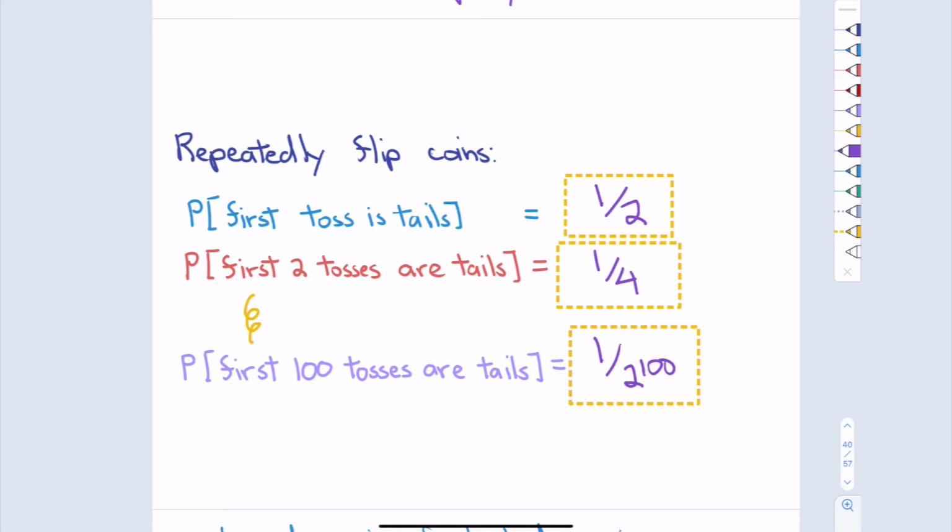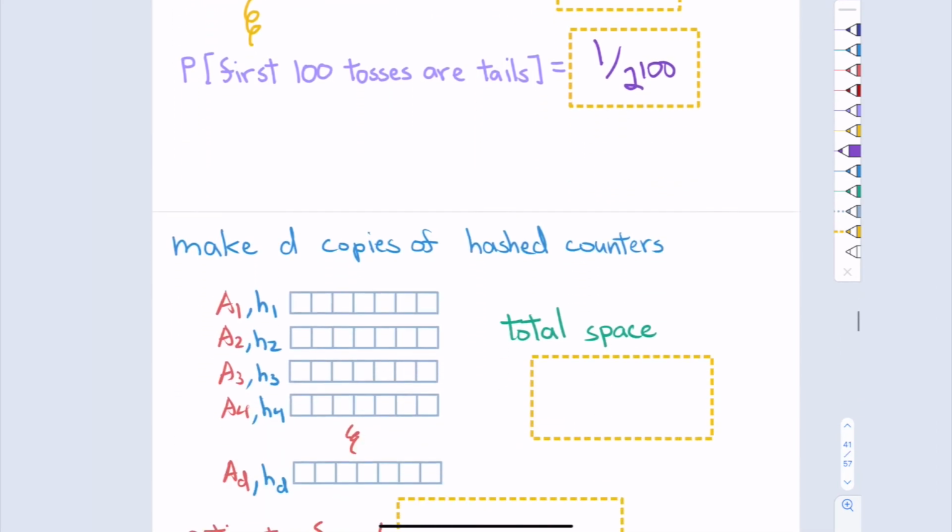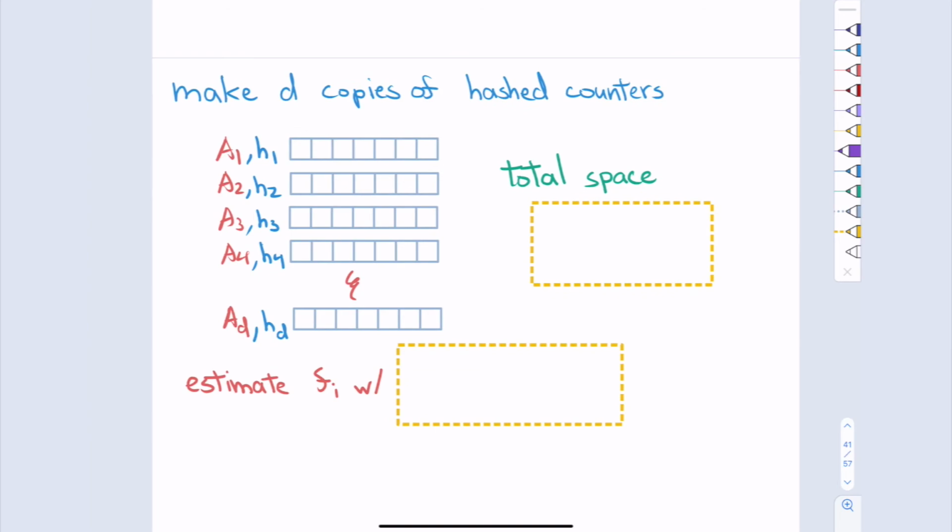I mean, we figured out the number of atoms in the universe is 2 to the 260 or something. So you can make 260 copies of this data structure, and now your odds are as small as picking the wrong atom in the universe. Okay, so we're going to make d copies of these hash counters data structures. And so the total space, just in terms of our variables, will be d times w, keeping in mind that the width of one of these is w, that's roughly 1 over epsilon.